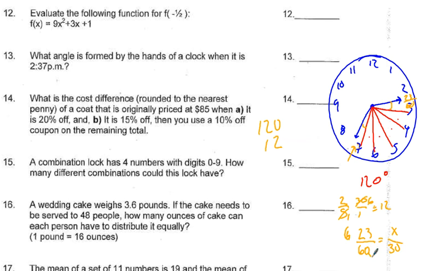So what did I do to go from 60 to 30? Well, I divided by 2. So what am I going to do here? I'm going to divide by 2. And 23 divided by 2 is 11.5. Which means I have a grand total of 143.5 degrees.